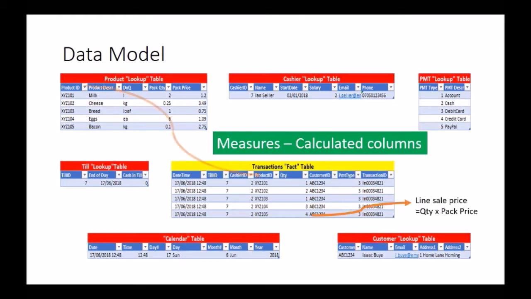But we do have the product ID, which links to the product lookup table, and in there, if we look up the particular product ID we're talking about, we can then get the pack price for that particular ID. So this becomes what we call a calculated column, and it adds in an extra item on every row within this table, which gives us the calculated value.